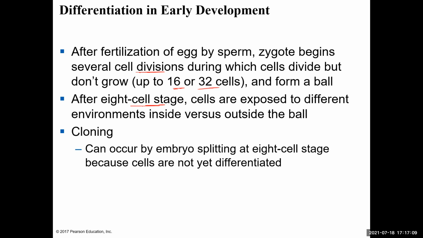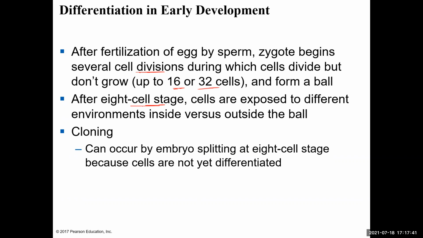The cells inside of this ball are exposed to a different environment compared to the cells that are outside of the ball. And that determines what those cells differentiate into. The cells on the outside will most likely be ectoderm, so skin cells, that sort of tissue. And the cells on the inside will most likely be mesoderm or endoderm, which is like your gut lining, your organ tissue, all of those other types of cells.